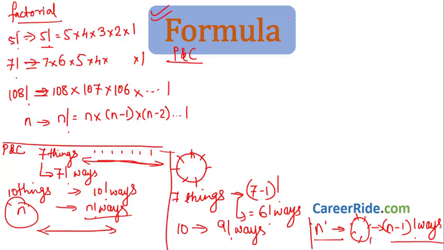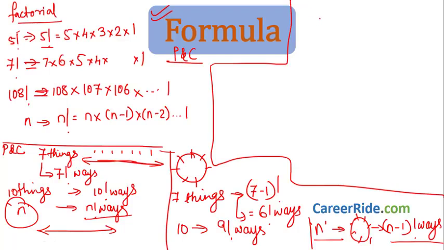Now let us move on to the formula related to permutation and combination. We have permutation and we have combination. C comes before P. Now there are 2 concepts over here. First is to select, and second is to select and arrange. So there are two concepts that you need to understand.